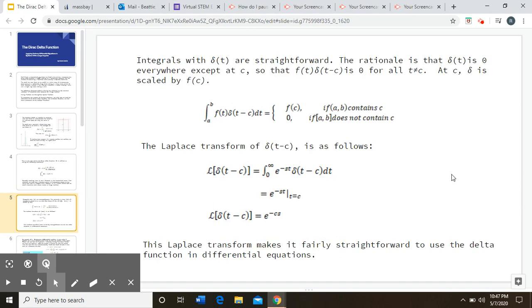Integrals are fairly straightforward because it's defined as 1 at the point and 0 everywhere else. So if you multiply a function by the delta function, you get 0 everywhere except for the point c, and then it's as if you shifted up the whole function and you get f of c. The Laplace transform is also very straightforward and very helpful for solving these sort of problems. The Laplace transform is e to the negative cs.